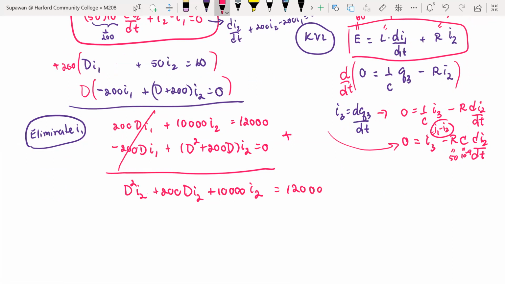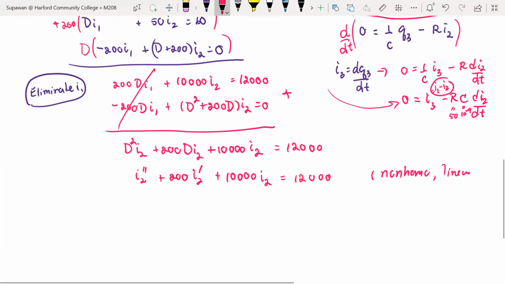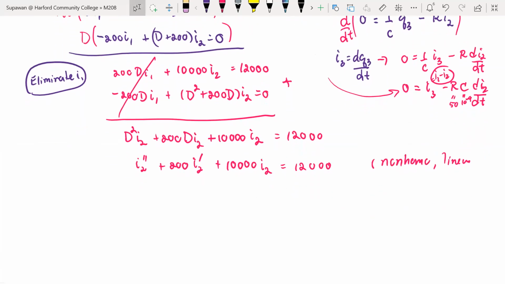And this is the same as the second derivative of I2 plus 200 times the first derivative of I2 plus 10,000 of I2 equals 12,000, or the non-homogeneous linear differential equation with constant coefficients. And use the auxiliary equation to find the complementary solution.